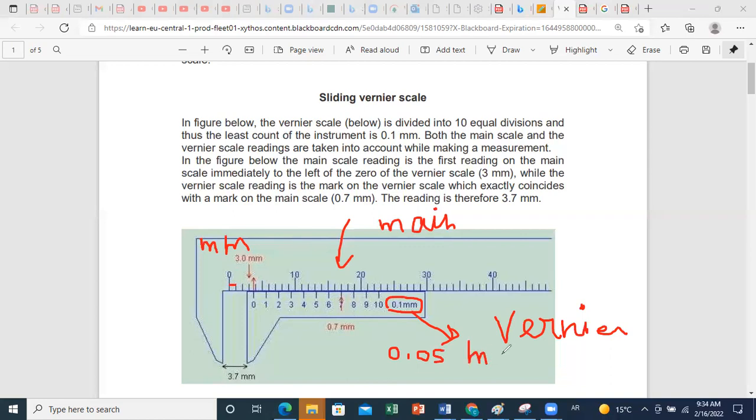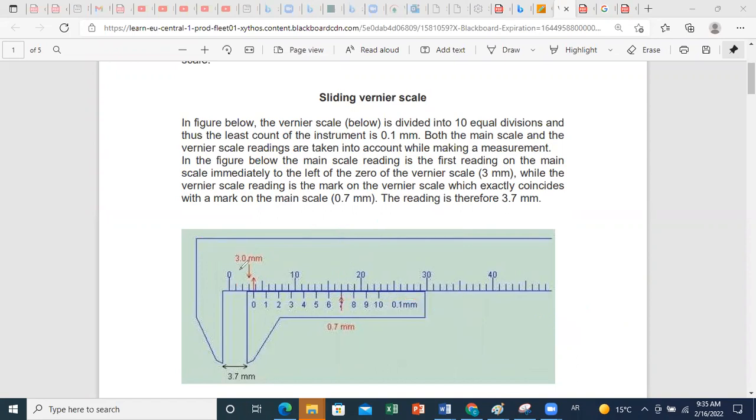So the higher the number of divisions on the vernier scale, the better the accuracy. This is if we have 20 divisions. If we have 10 divisions, as in the case here, where we have 10 divisions of 1 millimeter, then the accuracy of reading will be up to 0.1 millimeter. Now, how is the vernier scale working?